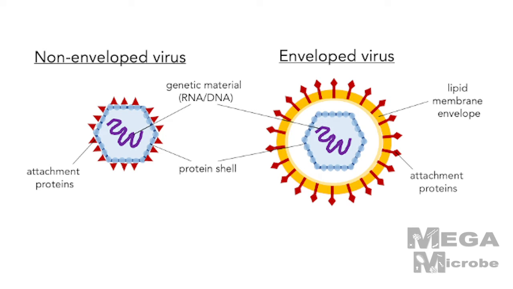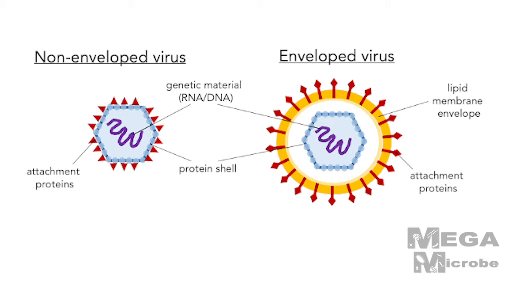Let's start with making our virus models. Viruses come in many different shapes and sizes. All viruses at their core are made of genetic material, either DNA or RNA, encased in a protein shell known as a capsid. But did you know that based on differences in the outermost layer, there are two different types of virus structures? Some viruses have attachment proteins that protrude directly from the capsid.